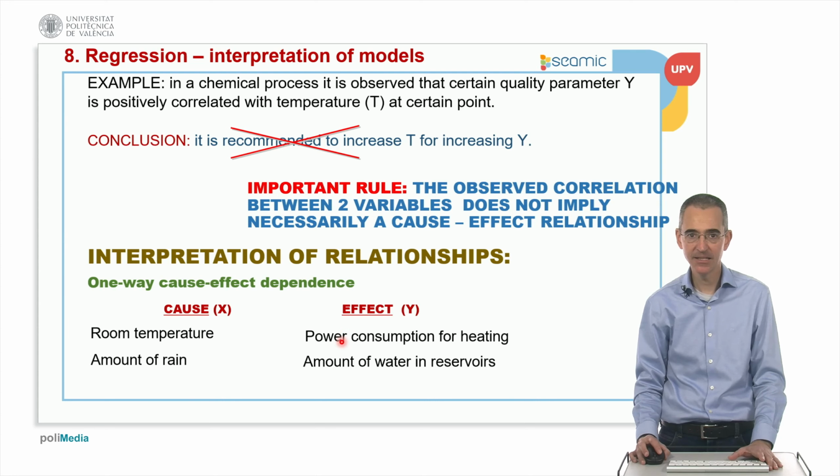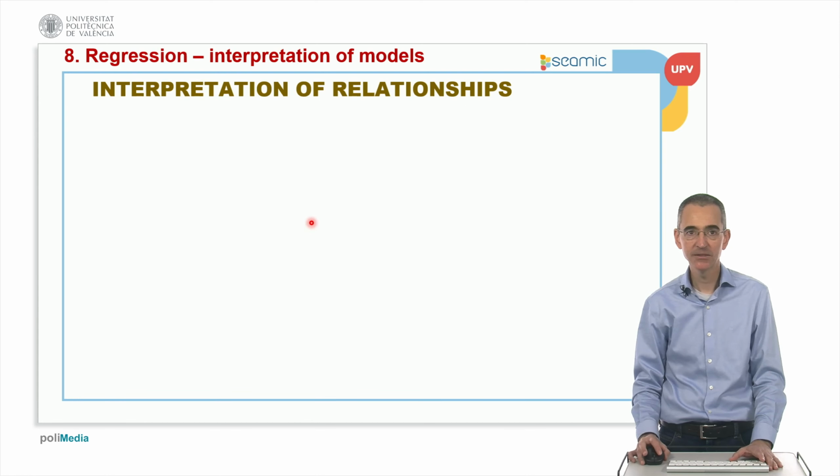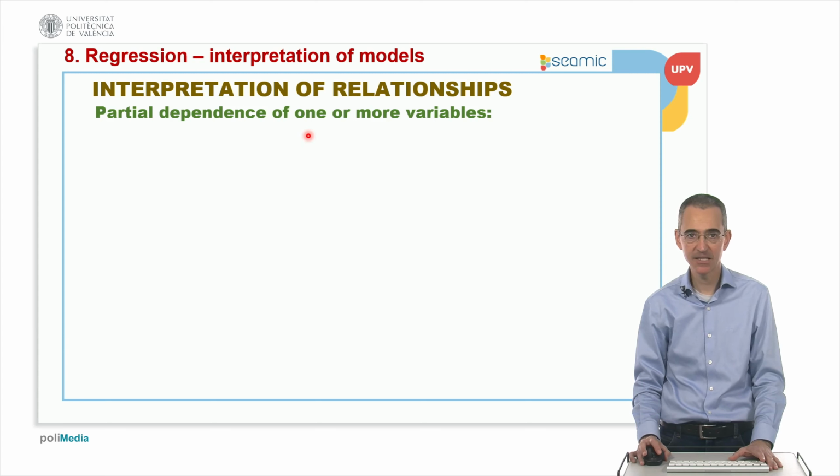Or the amount of rain and the amount of water in the reservoirs. Obviously, if it rains a lot in the region, the amount of water in the reservoirs in that region will go up. Cause-effect dependence. Or the speed of a computer processor and the time to carry out a certain computational operation is the same. Cause-effect dependence. But also we can have partial dependence of one or more variables.